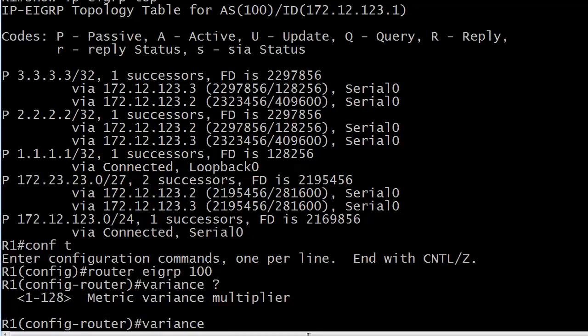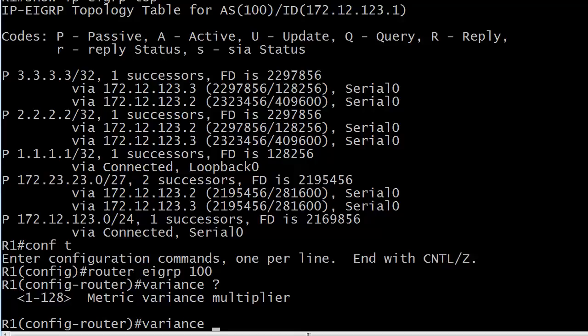The acceptable ranges are 1 through 128. So notice you can't set this one to 0. You can't disable EIGRP equal cost load balancing. The lowest you can set the variance to is 1, and that is equal cost balancing.